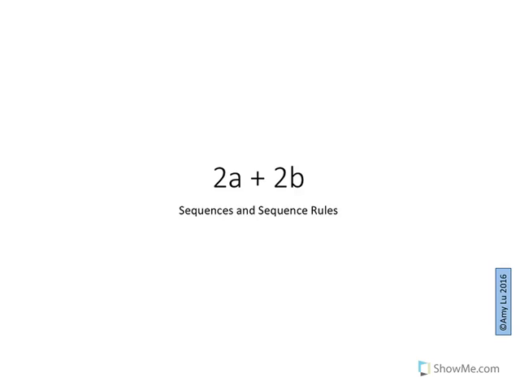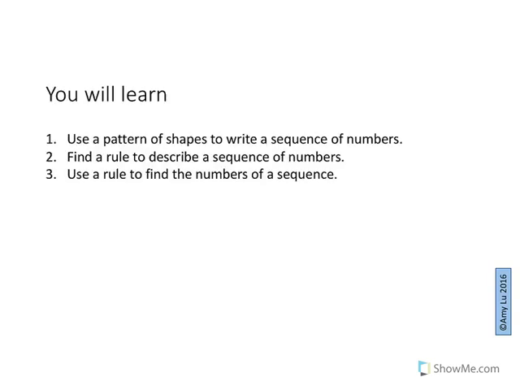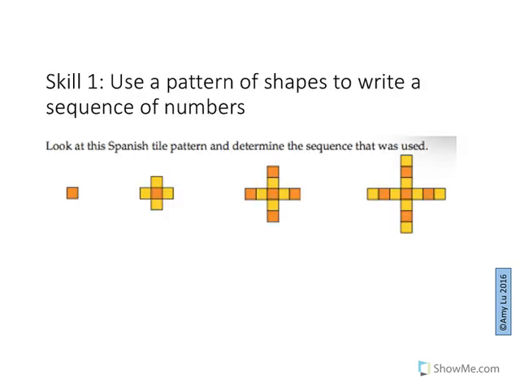So this chapter is a combination of 2A and 2B on sequences and sequence rules. In this chapter, you will learn to use a pattern of shapes to write a sequence of numbers, and then to find a rule to describe a sequence of numbers. Then you'll use a rule to find the numbers of a sequence. So the first skill is using a pattern of shapes to write a sequence of numbers.